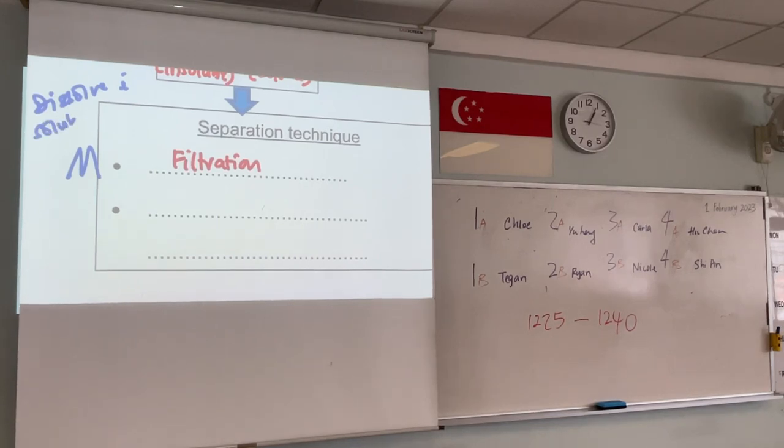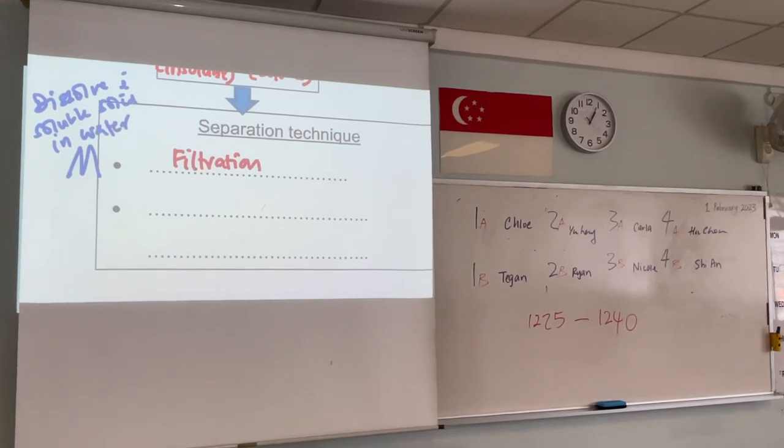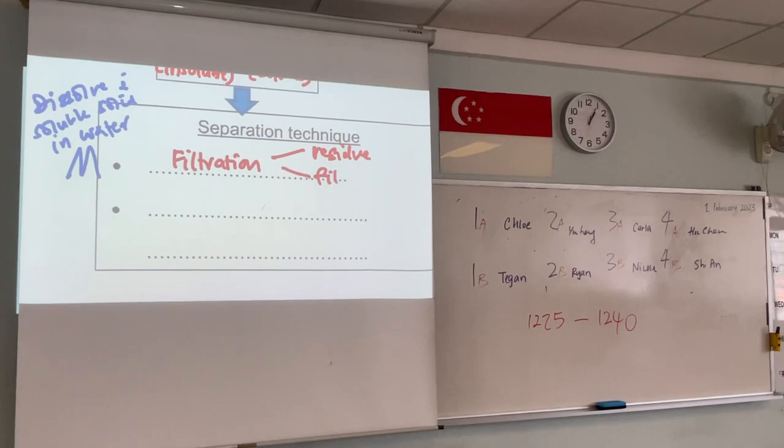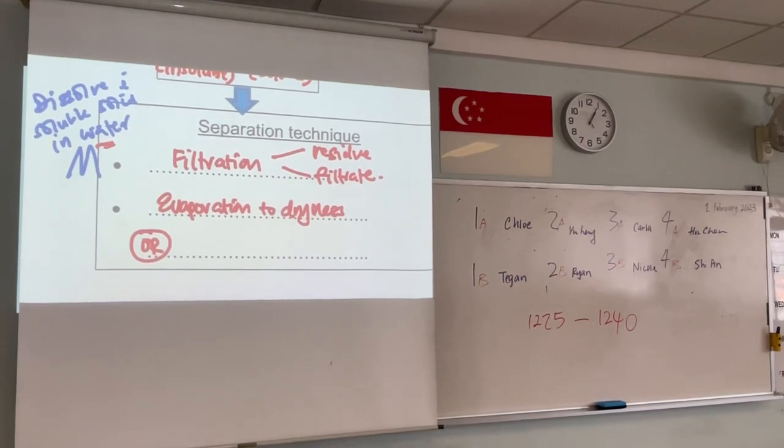Dissolve the soluble solid in water, to carry out filtration. Then after filtration, you will have the residue and the filtrate. Am I right? Now what do you do to the filtrate after that? You need to remove the solvent, which is the water here. So you can either use evaporation to dryness, or you can use what? Which one is a safer method? Other than evaporation to dryness, it will be crystallization.